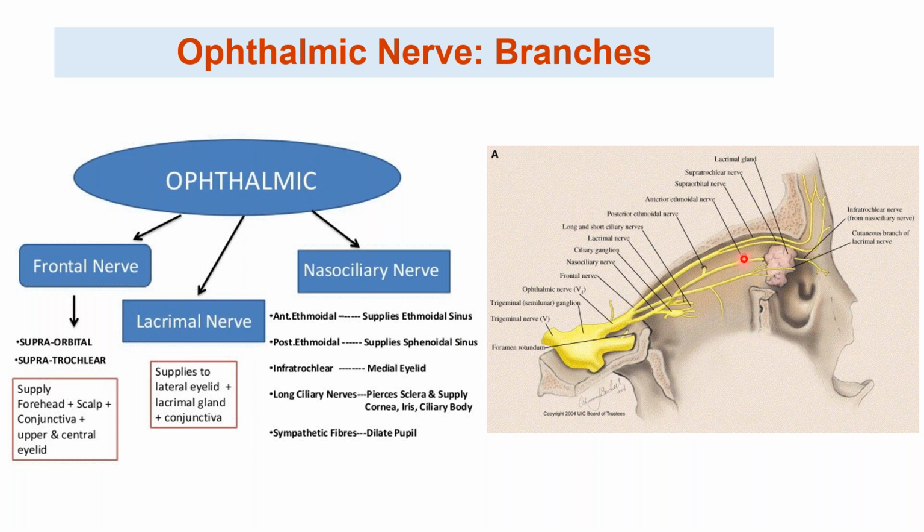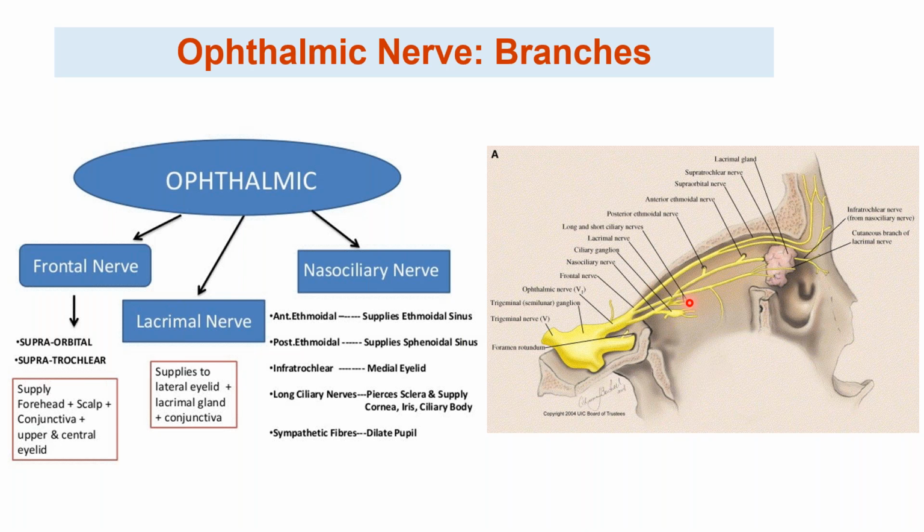So through them, the anterior and posterior ethmoidal nerves, which are branches from the nasociliary, will enter into the ethmoidal air sinuses and they are going to supply the ethmoidal sinuses. The other branch is the infratrochlear branch, which also comes from the nasociliary. This infratrochlear branch is going to come out and will supply the medial eyelid area. The other nerves are the long ciliary nerve and the sympathetic fibers.